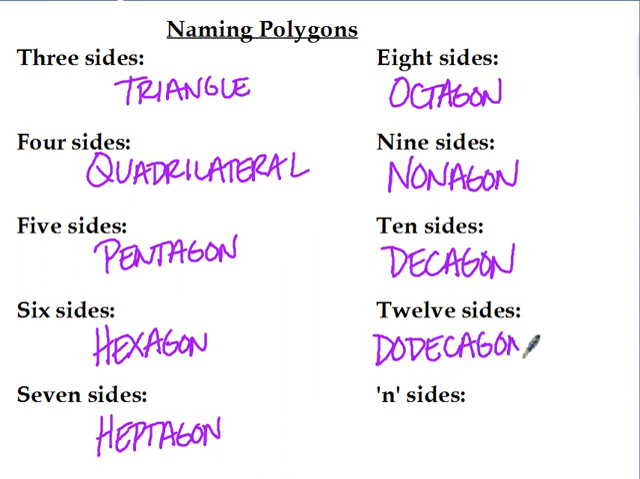And then anything else that's not listed here. So 11, 13, 14, 15, 16, 50 sides, 100 sides, they don't all get special names. N could represent any number that's not up here, and you would just say it's an n-gon. So let's say you have a figure that has 20 sides, it would be called a 20-gon. If you have a figure that has 50 sides, it's a 50-gon. They don't all get special names.